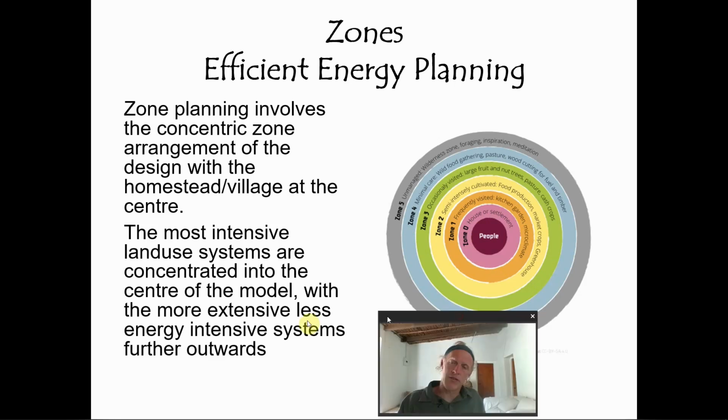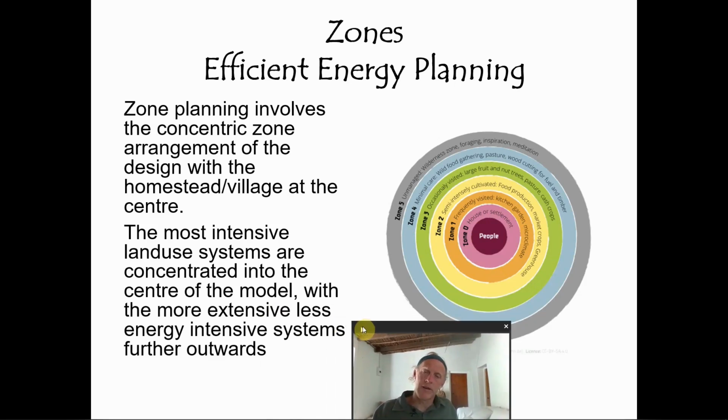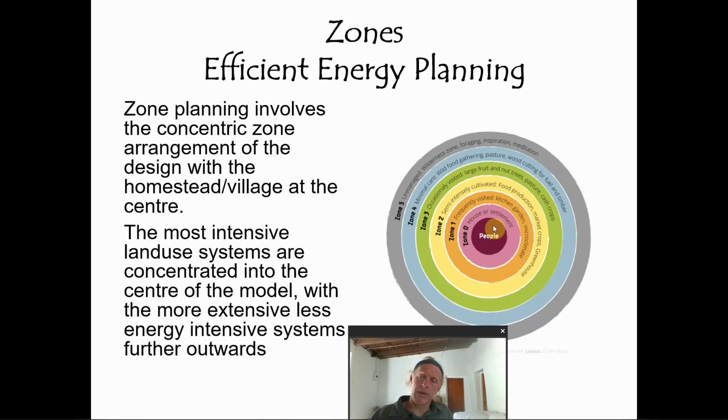Let me just move myself out of the way. At the center of the model is the most intensive aspect of the site, where the people spend most of their time. That's generally the building or the dwelling, and that would be termed zone 0. And then there are 5 other land use zones that radiate out from the central zone.